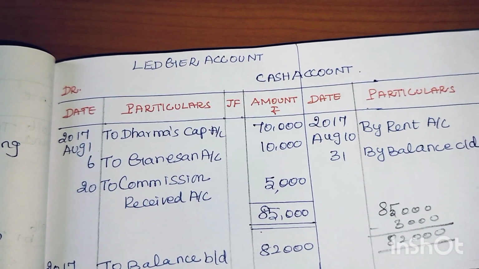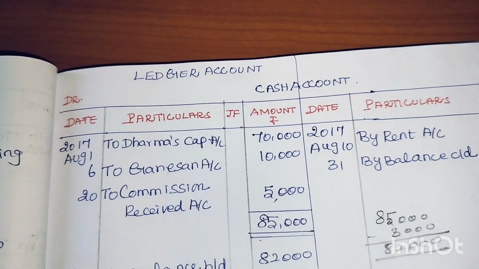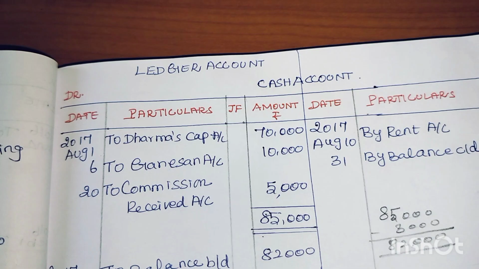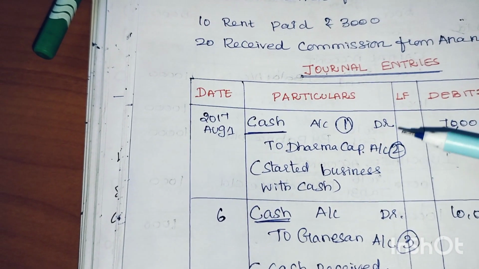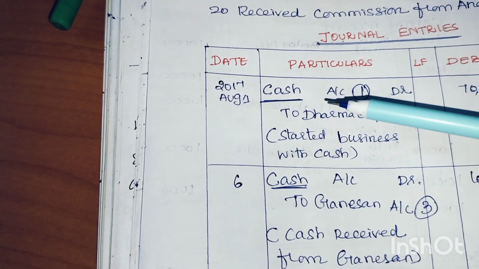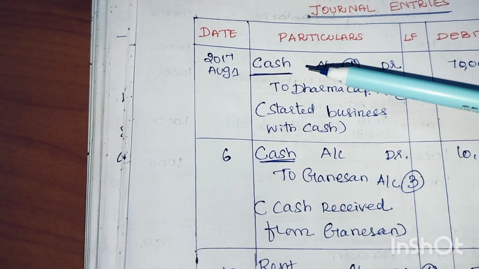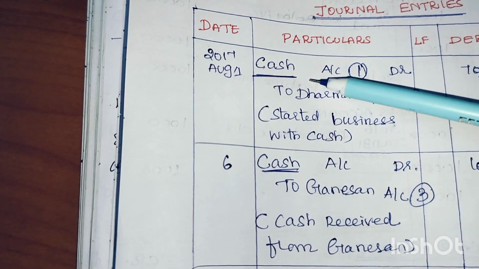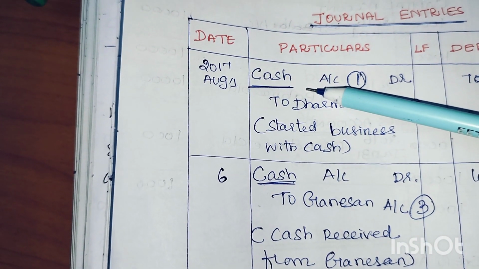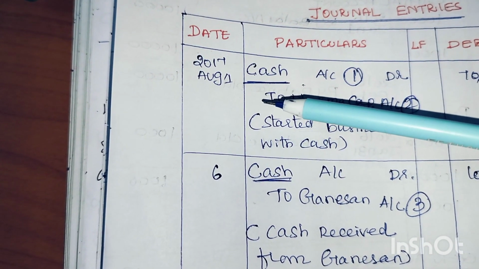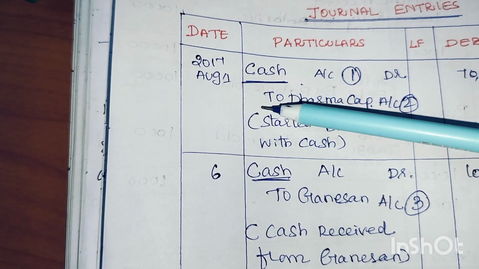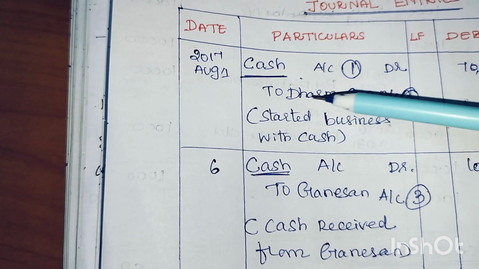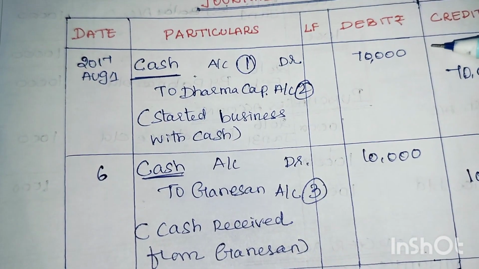Then what account are we going to post? First account is cash account. We open the cash account. Okay. So there are 4 transactions related to cash account. First we take the first cash transaction dated 2017 August 1. What is the opposite account from the cash account? Dharma's capital account. How many rupees?